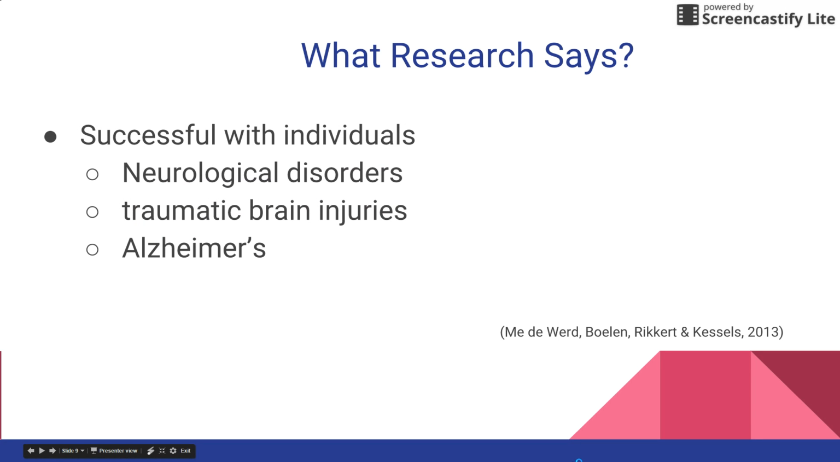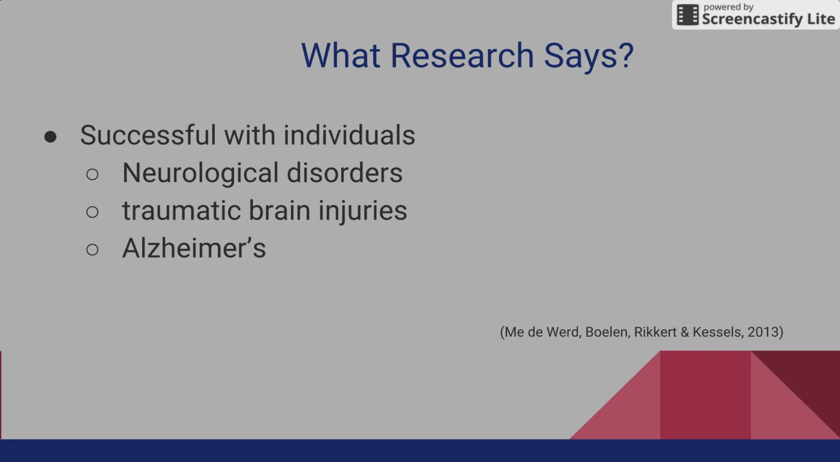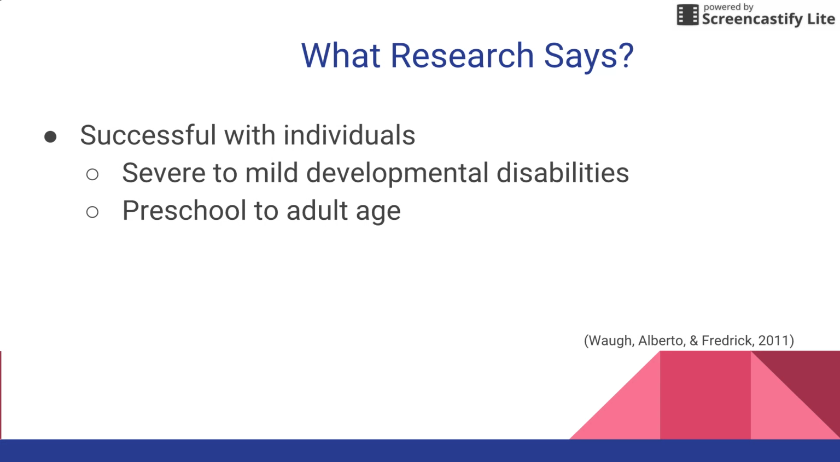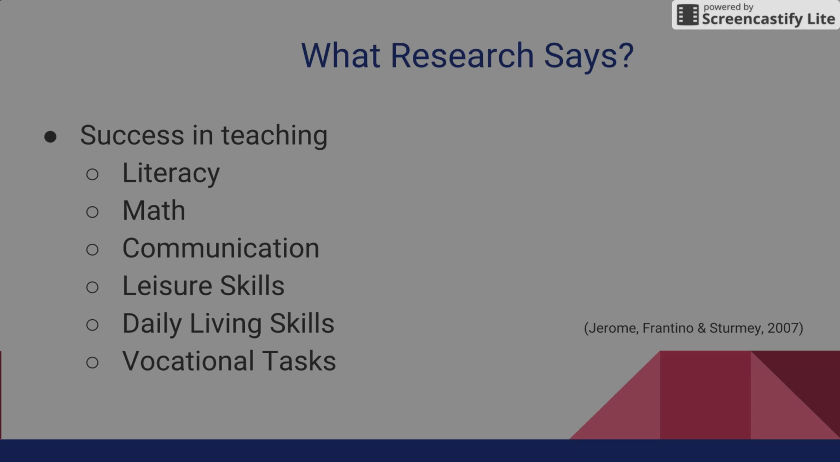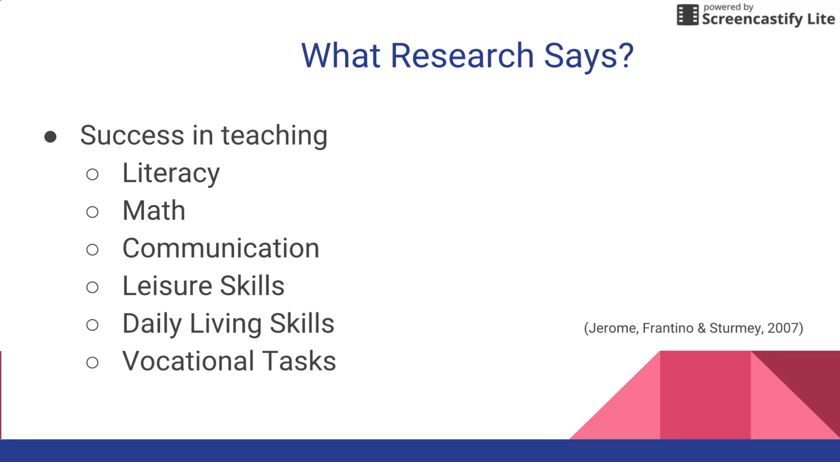Research has shown errorless learning to be successful with individuals with neurological disorders, traumatic brain injuries, and Alzheimer's. Research has also shown it to be successful with individuals with severe to mild developmental disabilities, and also for individuals from preschool to adult age. So it's really successful with almost anyone. It has been successful in teaching literacy, math, communication, leisure skills, daily living skills, and vocational tasks.